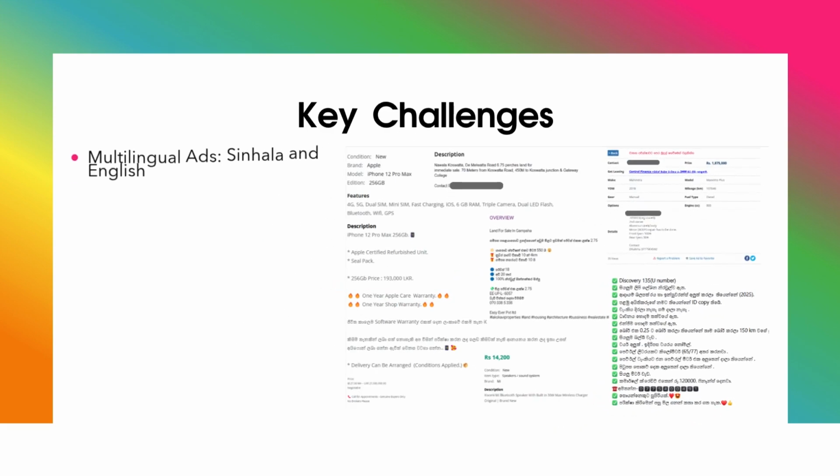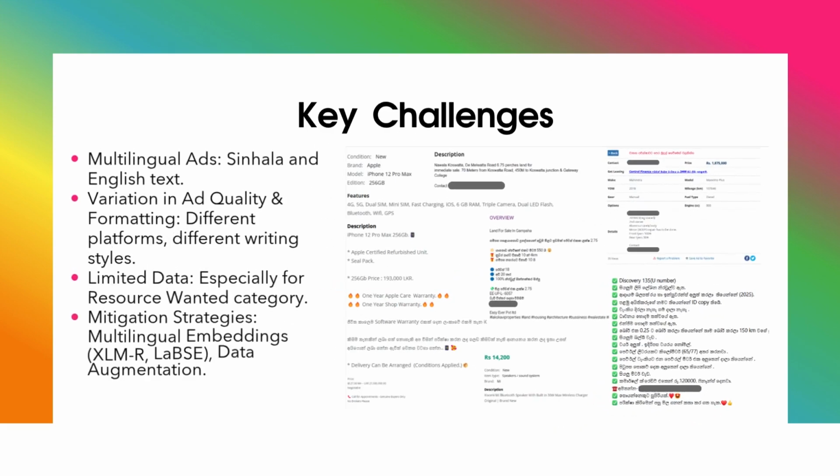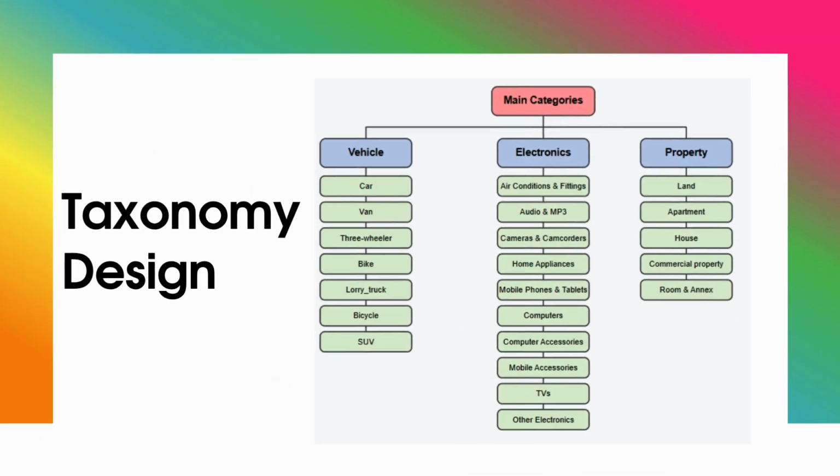To handle multilingual content, spelling inconsistencies, and low resource categories, we used XLMR and LaBSE embeddings and applied data augmentation techniques. To ensure consistency in classification and matching, we designed a clear taxonomy with three main categories: vehicles, electronics, and property. Each of these was further divided into specific subcategories to allow structured browsing and accurate analysis.